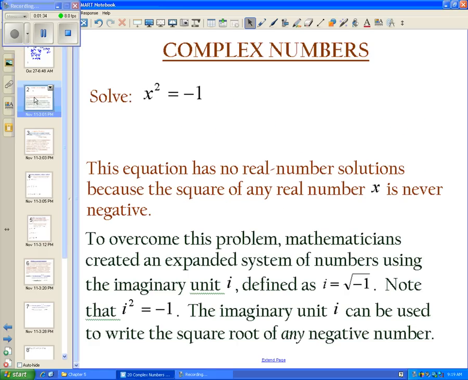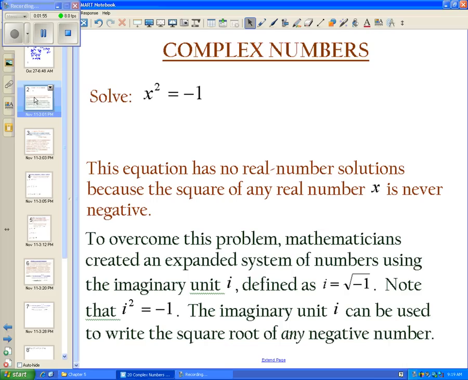Solve x squared equals negative 1. This equation has no real number solutions because the square of any real number x is never negative. Anytime I square something, 5 times 5 is positive 25. Negative 7 times negative 7 is positive 49. Realize the square of a number is never negative.